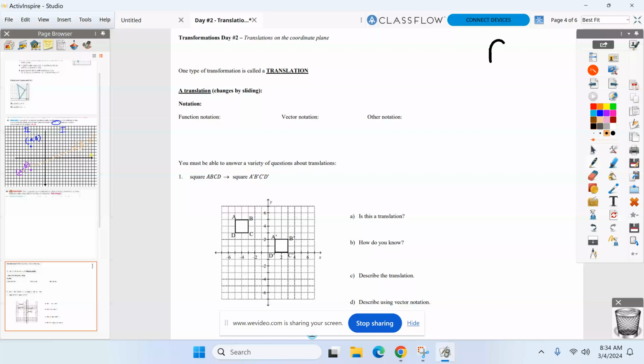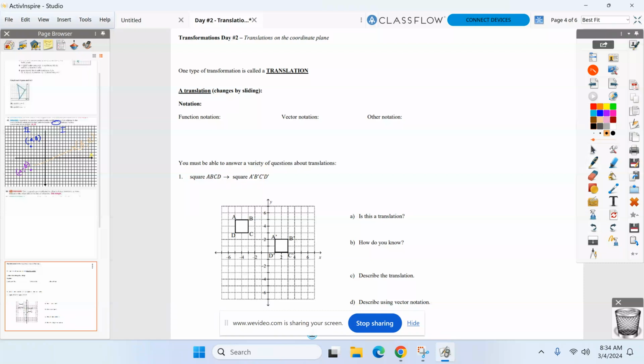Tells me A. What's going on? Reflection's going on. All right. Well, unfortunately, for a translation, a slide, there's three different ways you could see it. For reflection, it's only lowercase r, story's over. But for translation, there's three different ways we could show a translation.